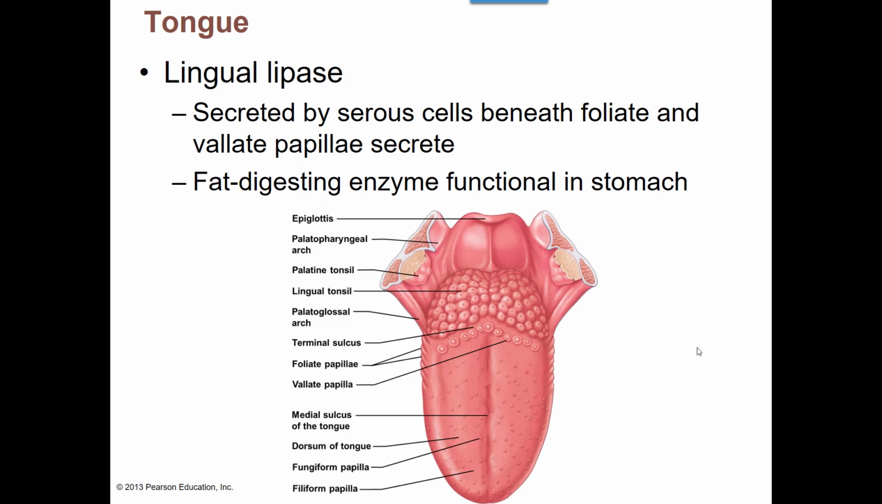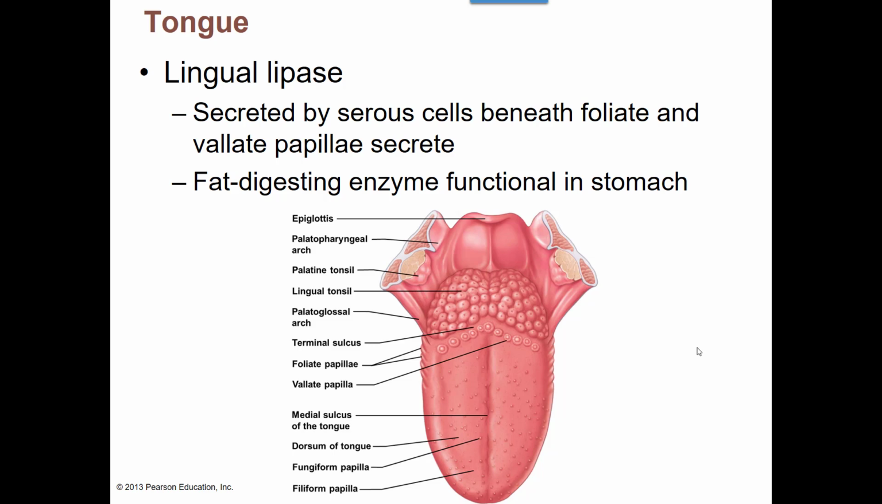Lingual lipase, again, it's an enzyme. It ends in -ase. Lip is because it breaks down lipids. And so it's secreted by some of our cells beneath the foliate and vallate papillae. So these are enzymes secreted by the tongue, and they are a fat digesting, your lipid digesting enzyme.